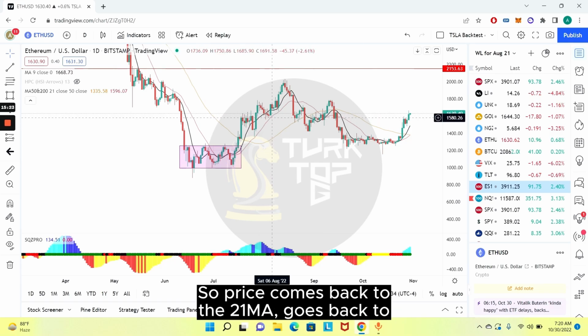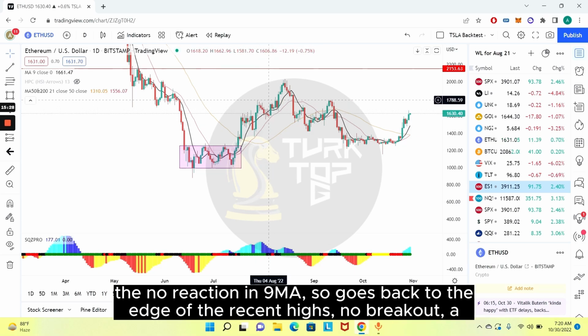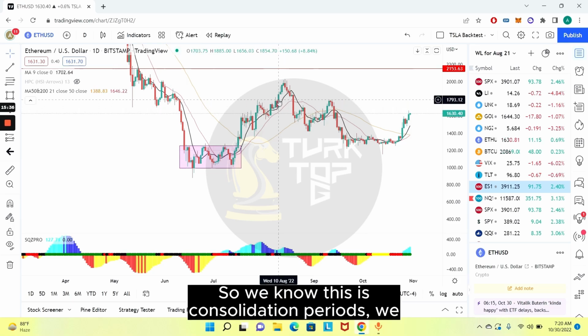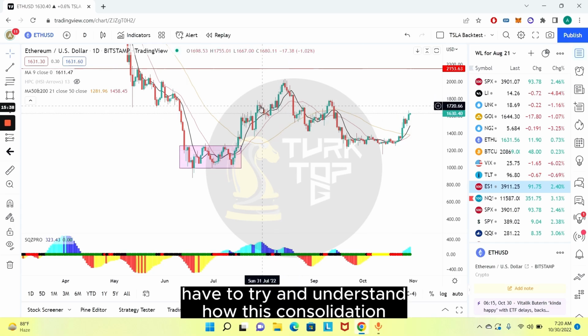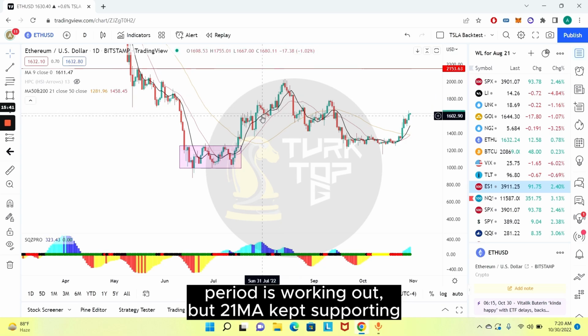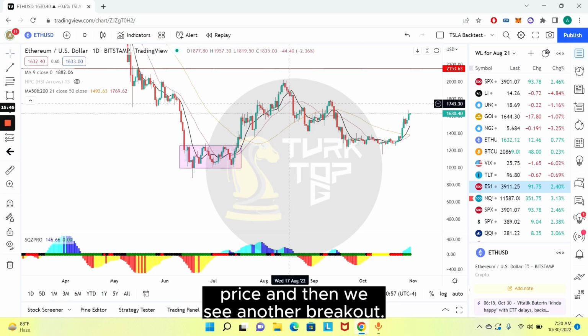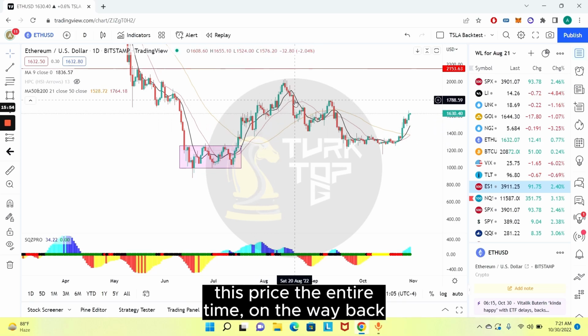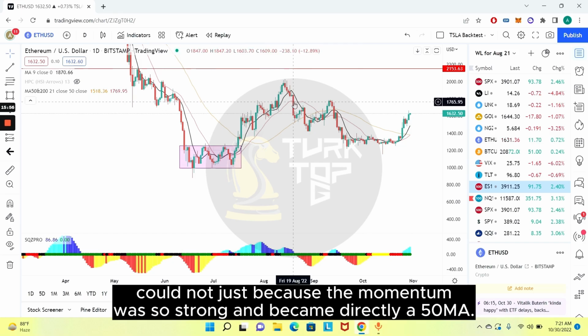So price comes back to the 21 MA, goes back to the edge with no reaction at the 9 MA, goes back to the edge of the recent highs, no breakout, a failed breakout here, comes back to the 21 MA, goes back. So we know this is a consolidation period, and we have to try to understand how it is working out. But the 21 MA kept supporting price, and then we see another breakout. On the way back, the 21 MA had been supporting price the entire time. On the way back, it could not, just because the momentum was so strong, and we came directly to the 50 MA.